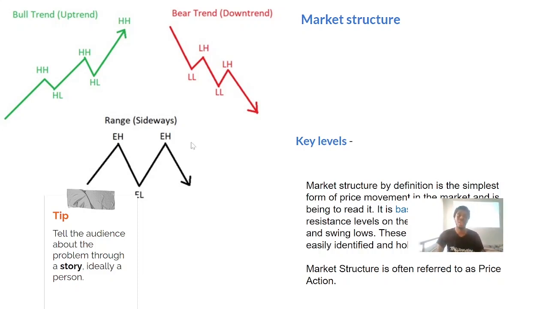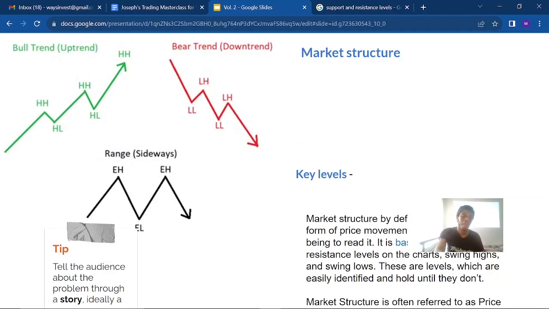Then we have the ranging markets, which is sideways. So we've got equal lows, we've got equal highs. You know exactly what to do there. Either stay out of the market or get in the market and trade the highs and lows. That is it. Simplest form. It shows you automatically, without any analysts, no nothing, no help, I know exactly what's going on in the market. That is why this is so important.